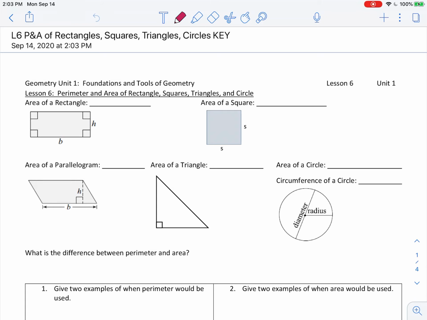Hi, geometry students. Make sure you have your workbook out. We are going through lesson 6. We're talking perimeter and area, which sounds like it's going to be basic, but there's so many ways that this can get complicated, so you're going to want to make sure you're following along.